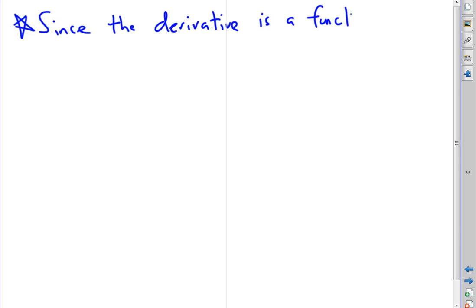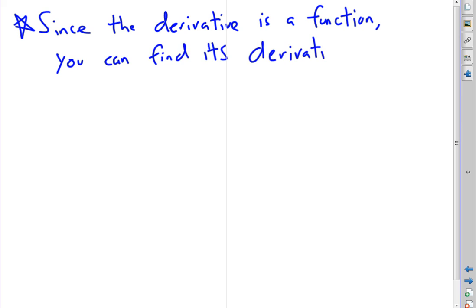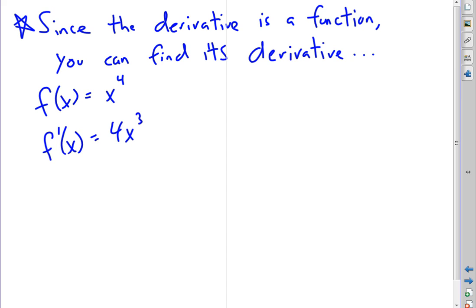Your homework assignment is... nope, there's more. Excuse me. We can't get to homework yet because we've got to talk about multiple derivatives. Since the derivative is a function, you can find its derivative as well. For instance, f of x is x to the fourth. Alright, first derivative, 4x cubed, no problem. But what's the derivative of that? Well, that's the second derivative.